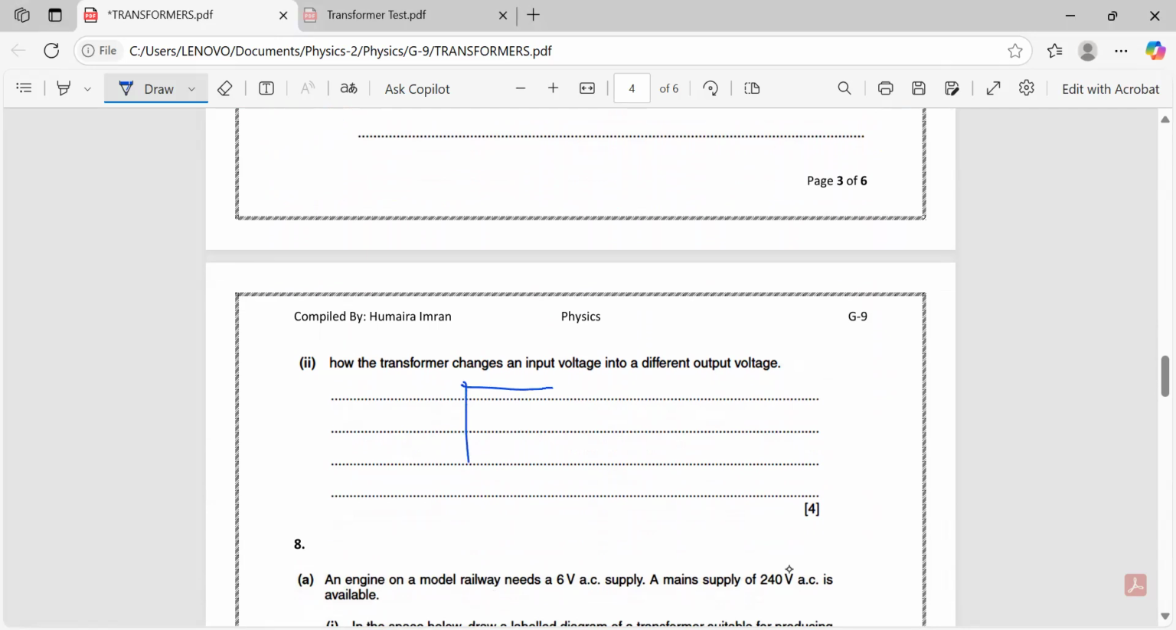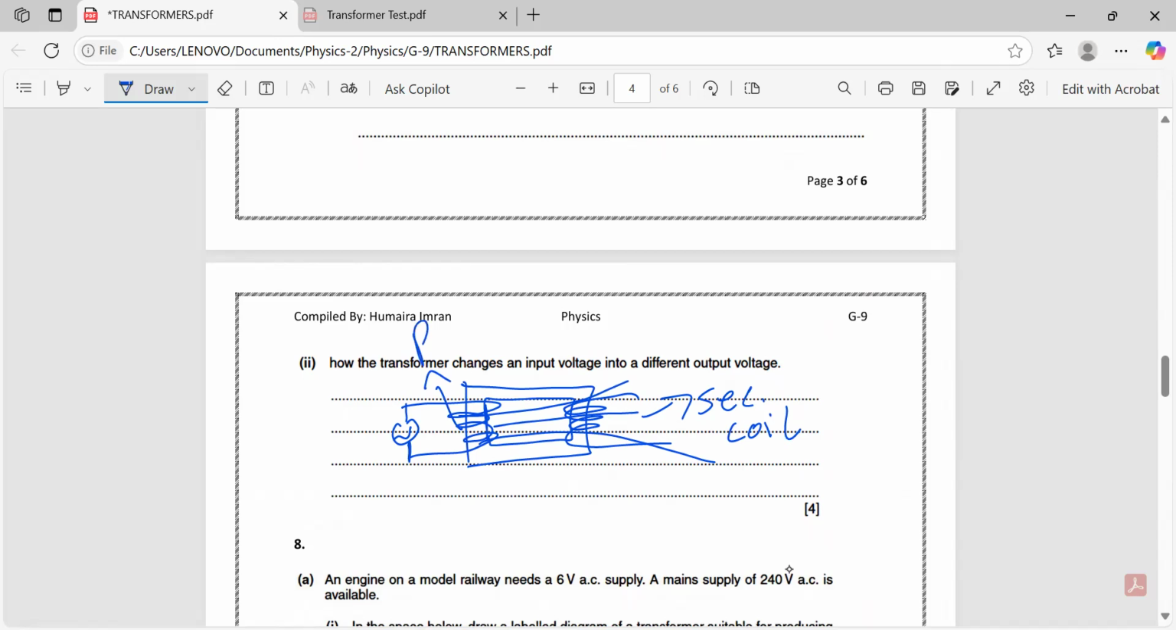For example, here I'm going to draw the diagram for you. This is the core of it. Here we have the primary coil, and here is the secondary coil. When you provide the alternating voltage in the primary coil, because of the changing value of current, there is a changing magnetic field, and these changing magnetic field lines are cut by the secondary coil. This one is the secondary coil, and this one is the primary coil.